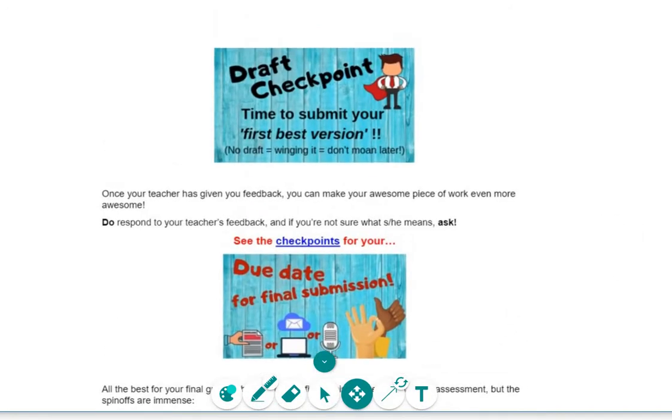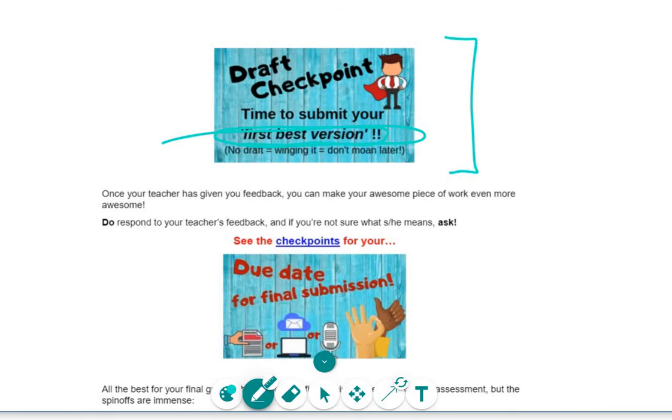Now, for goodness sake, proofread your work, check it again, and then you've got your draft checkpoint. So time to submit your first best version. I hate when students hand in anything just because they know they've got to get that draft in so that they can get feedback. There's actually no point if your teacher is just trying to point you in the direction of how to get rid of some of those basic errors, or they're saying things like, well, where's all your evidence? You haven't got any. You know you've got to have evidence.